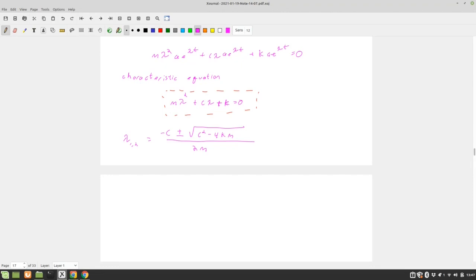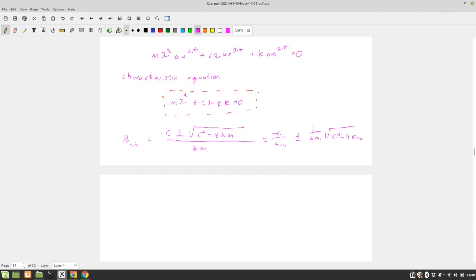For some of the discussion we're going to have, it's a little easier, and you can do it either way, just to break it up. So let's go negative c over 2m plus or minus 1 over 2m times the square root of c² minus 4km. The area under our radical is called our radicand. So this is what we have an interest in. We have c, k, and m, and a negative sign.